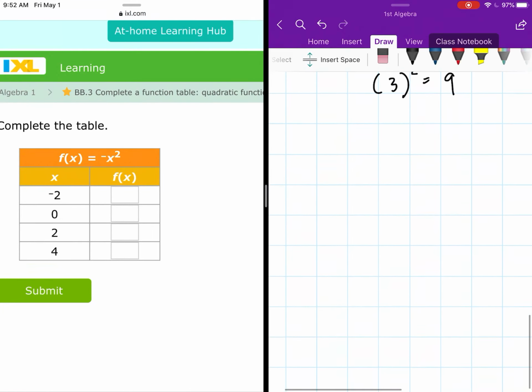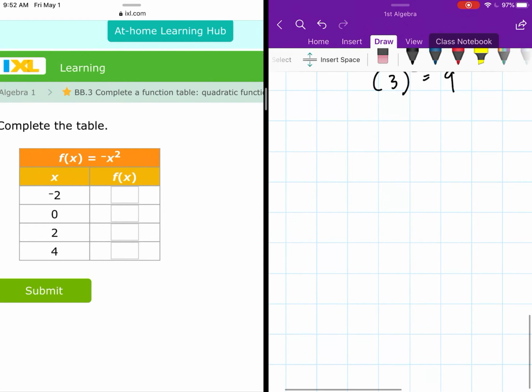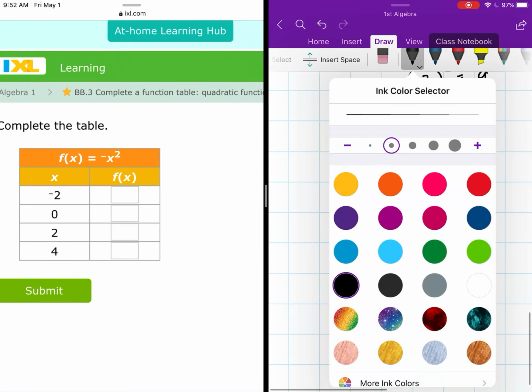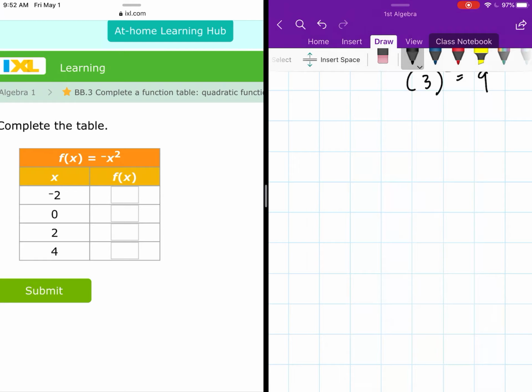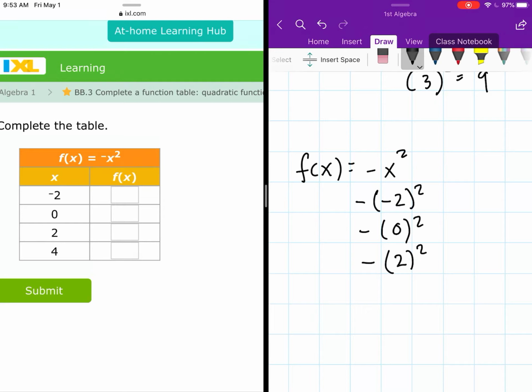Okay, so same idea here, except you have that negative in the front. So f(x), I'm not going to answer this one, I'm just going to set it up. But here you have f(x) equals negative x squared. So you would do negative, because there's a negative in the equation, then parentheses, negative 2 squared. Negative, then 0 squared. Negative, then in the parentheses, 2 squared. Negative, then in parentheses, 4 squared.